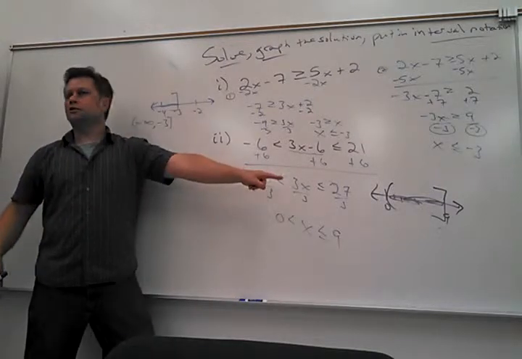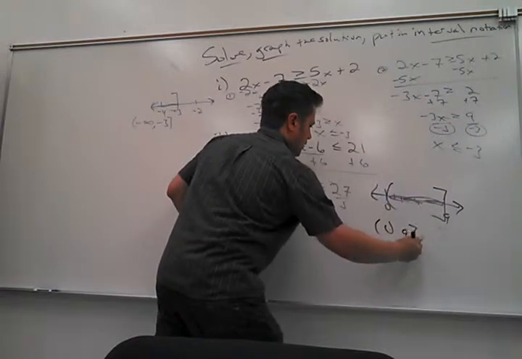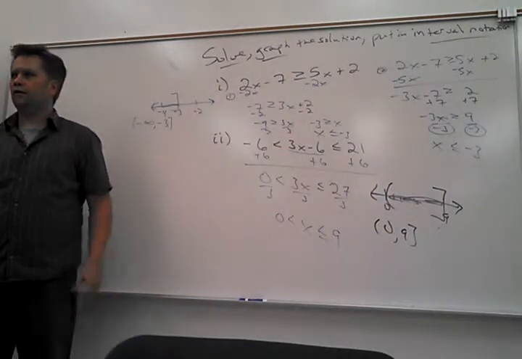And then interval notation is stupid easy here. Parenthesis 0, 9 bracket. Right? It's exactly the way it looks on the graph.